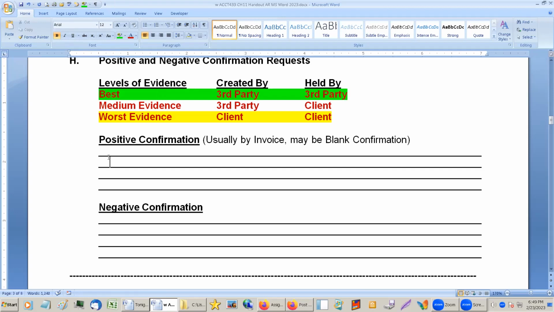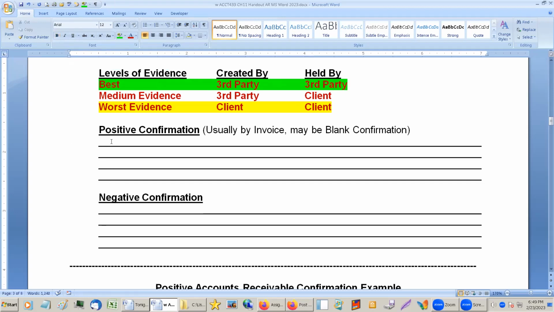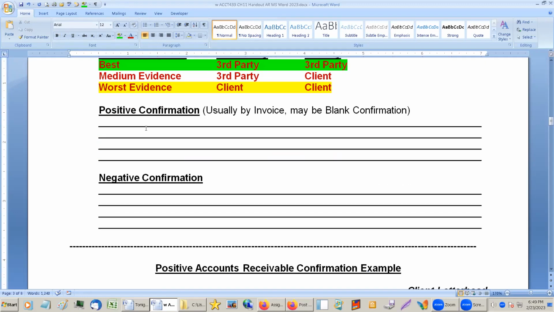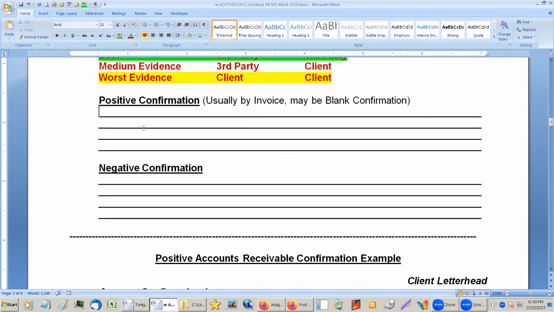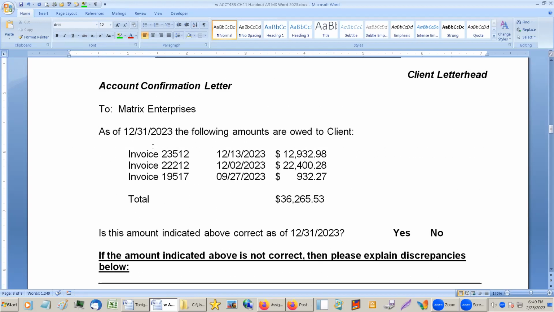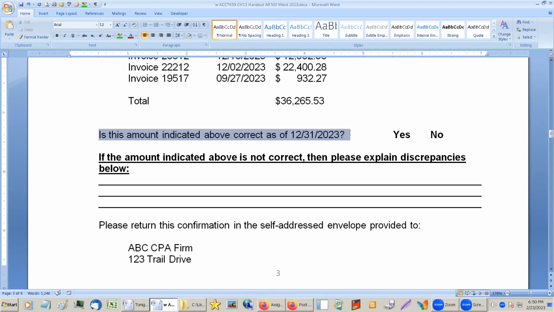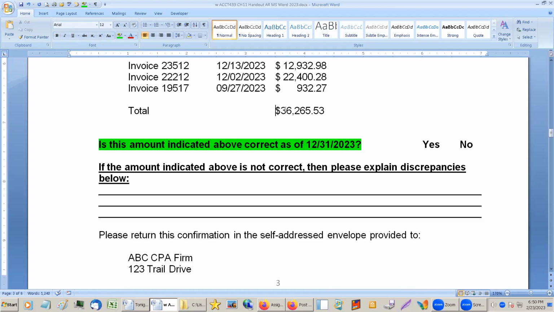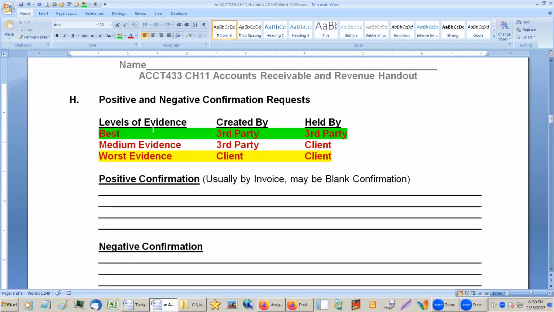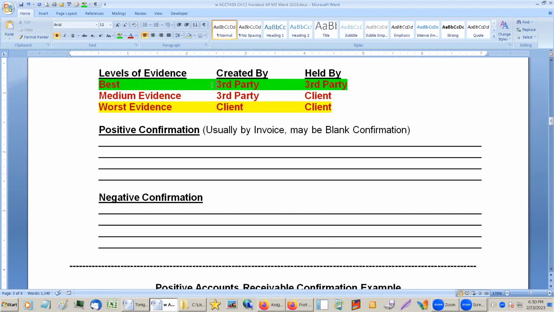So that's what we're going to do with these confirmations. We're going to send out confirmations to these accounts receivable and ask the people, do you really owe this amount? If you look down here, this is kind of the letter. Is the amount indicated above correct? You're asking them, do you owe this amount as of year end? So what we're trying to do is get this worst evidence, all the client stuff, moved up to the best.